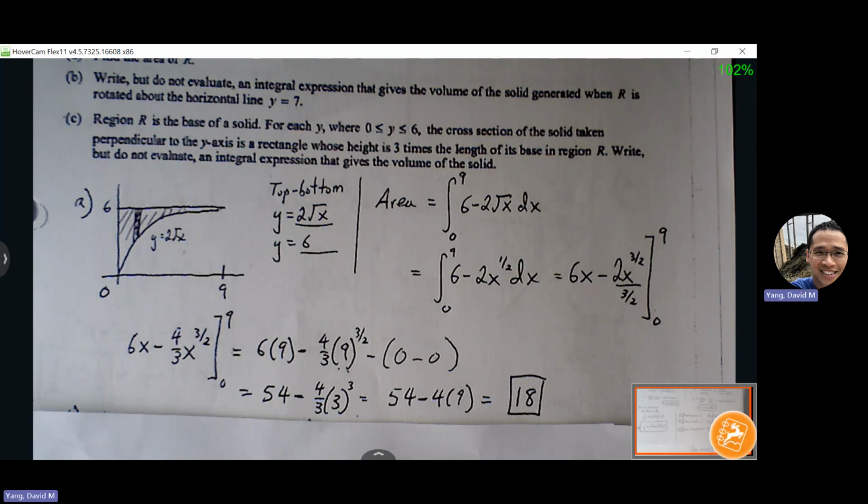Okay, part B: the volume of the solid generated when R is rotated around the horizontal line y equals 7. y equals 7 is not touching the boundary of our shaded region. So there's a gap, there's a hole: washer method.